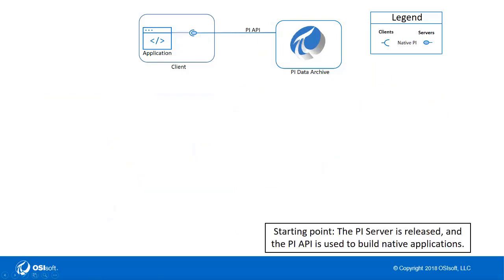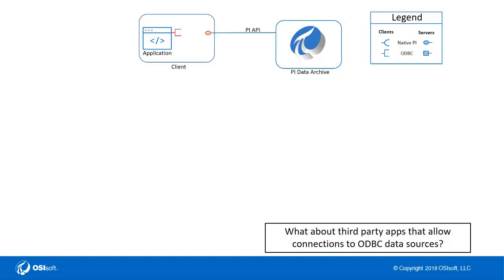We'll start from the beginning, when the PyData archive was connected to by client applications using the PyAPI. This required that the applications were natively built against the PyAPI to connect directly to the PyData archive. This posed a problem whenever you're trying to use an application that uses things like ODBC data sources. ODBC is the Open Database Connectivity Standard, which allows for one application to use this ODBC interface to connect to multiple different ODBC data sources, or even just one that they don't want to write native code against.